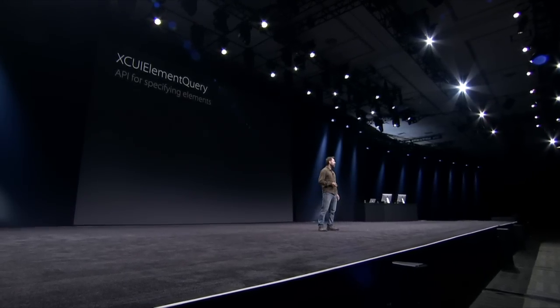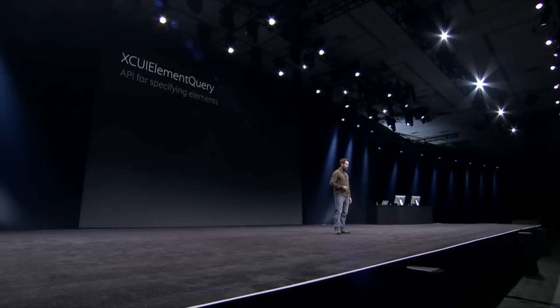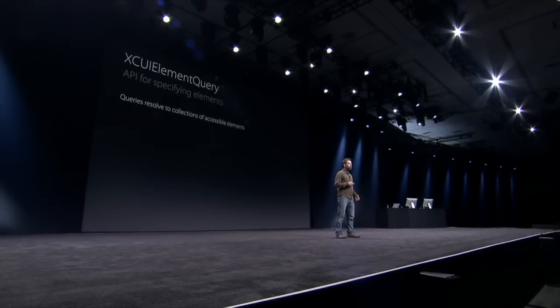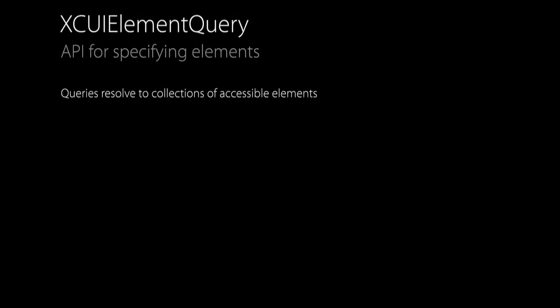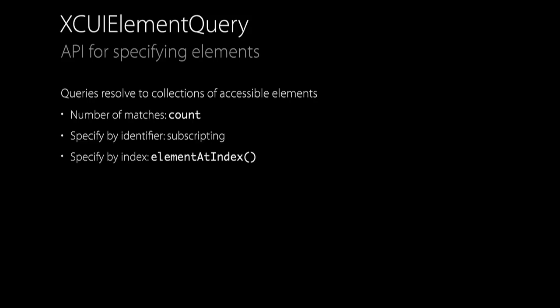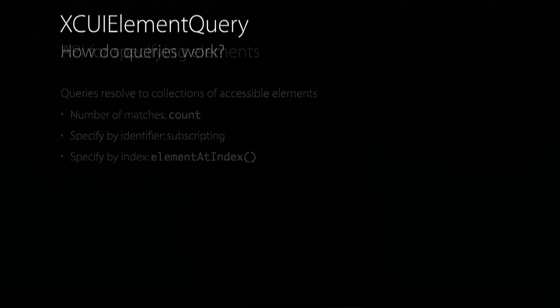XCUIElementQuery is our API for specifying elements. So queries resolve to collections of accessible elements. They can only find elements that are visible to accessibility, and they will resolve to a set of these. That means you can get the number of matches using the count property, and you can also specify distinct elements in that set using subscripting with an identifier, or using an element at index API. And we'll look at these more in a moment.